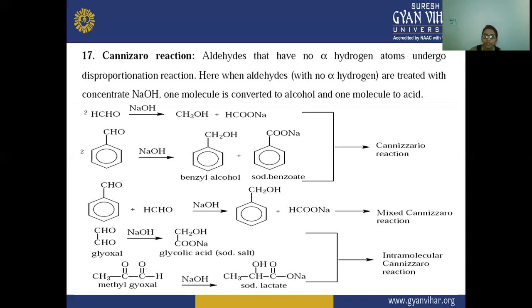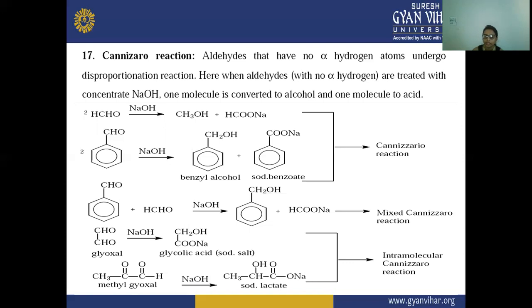So that is your aliphatic aldehyde, and this is your aryl aldehyde. That is your formaldehyde, and this is your benzaldehyde. So when we take two molecules of this aldehyde and react them in the presence of concentrated NaOH, these two molecules are converted into one molecule of alcohol, that is CH3OH, and the second molecule is HCOONa, a sodium salt of an acid.